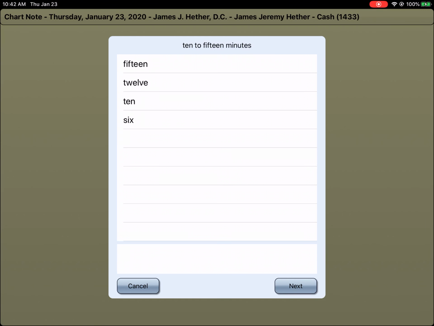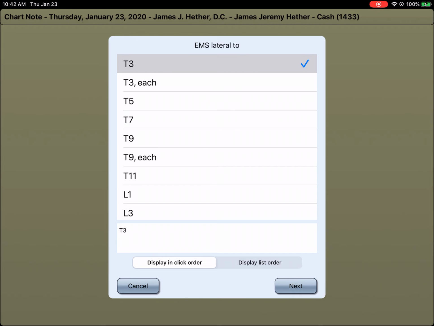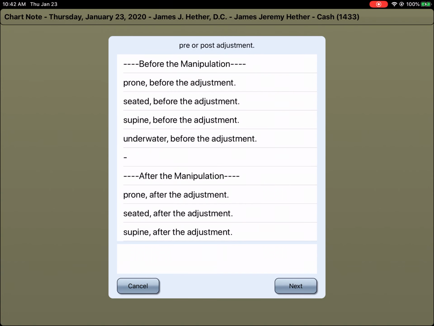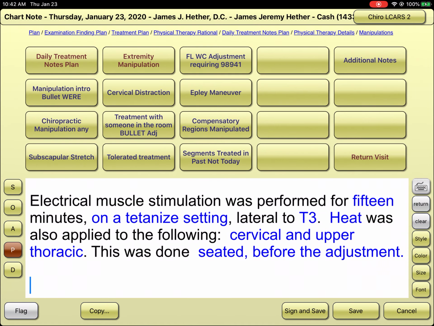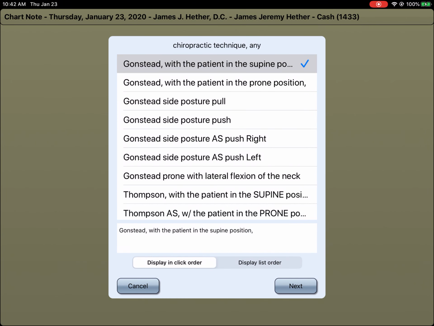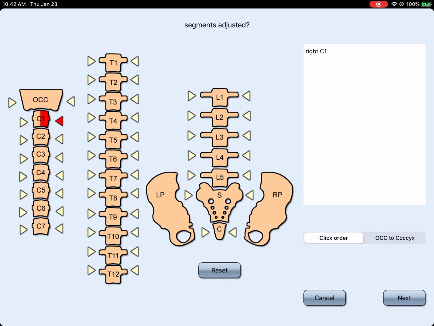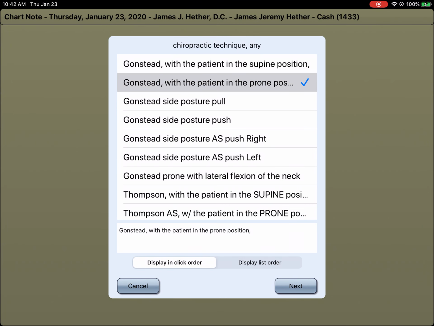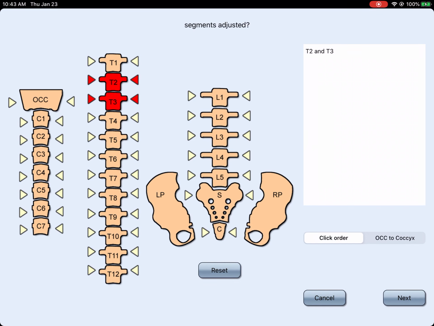We did muscle stim and heat on this individual for 15 minutes with the therapy lateral to T3, and we did it over the heat over the cervical and upper dorsals. We did this seated while the patient was sitting up, and today we moved into manipulations. What did we do for the adjustments? Well, I adjusted in a supine Gonstead position, C1 and 2 on the left. I did C1 and 2 on the right, C5 on the left. And I also did another manipulation in a prone position of T2 and T3.